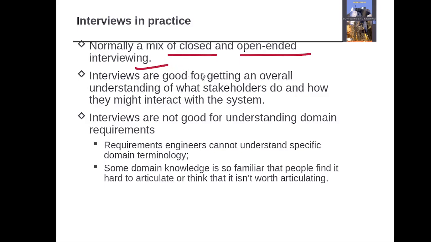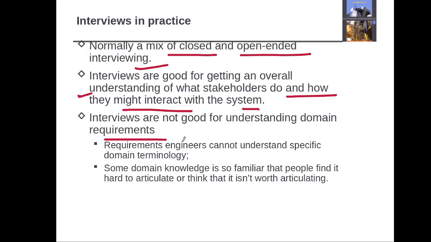Now, interviews are good for getting an overall understanding of what a stakeholder does and how they might interact with the system. So here we are saying that interviews are good for these things. If you have to understand how these stakeholders are interacting and working with the system, interviews are helpful. But interviews are not good for understanding the domain requirements.